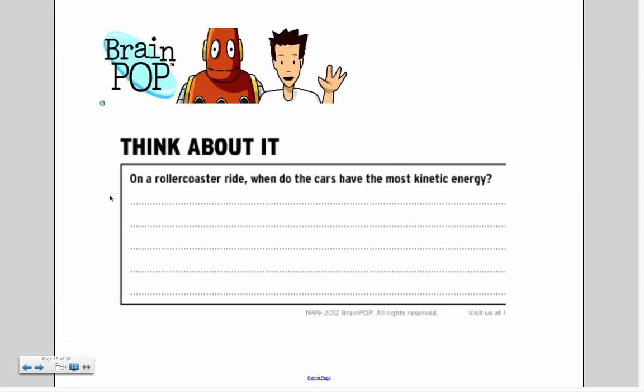And the last thing that we're going to do is this think about it. This should go at the bottom of your notes as you're writing it, where your summary would go. We're going to put this think about it. So on a roller coaster ride, when does a car have the most kinetic energy? And yes, you can go back and review your notes.